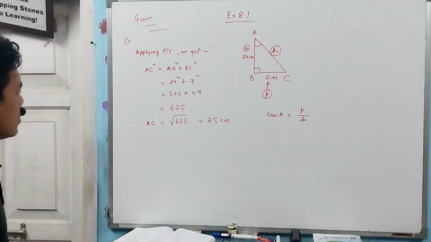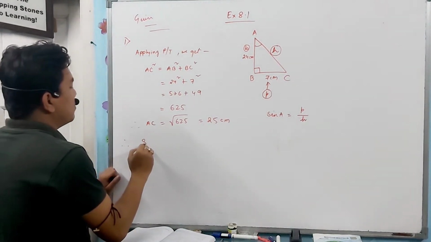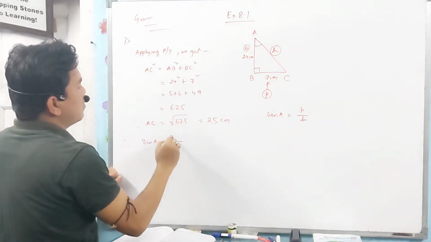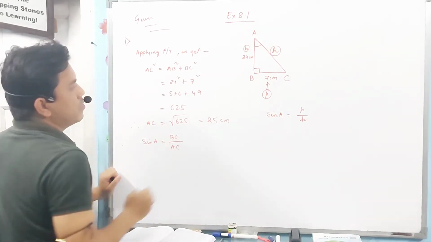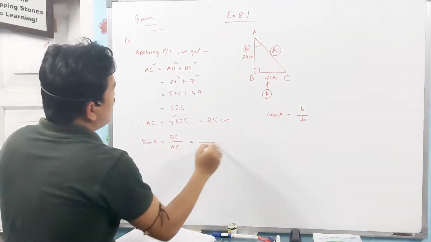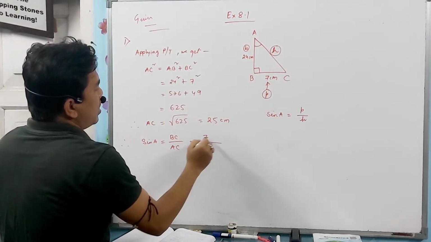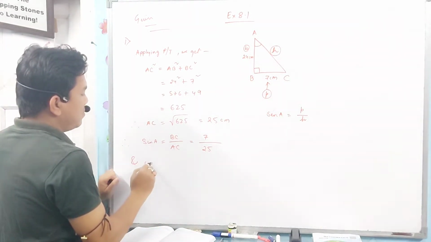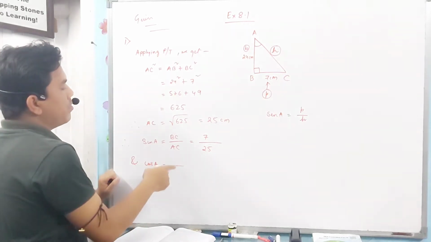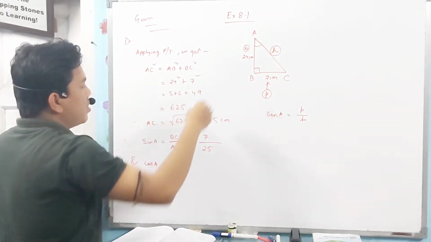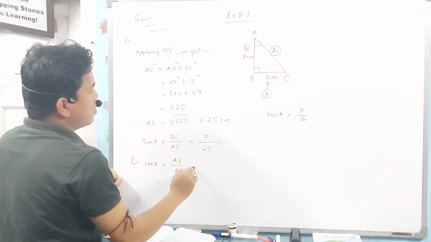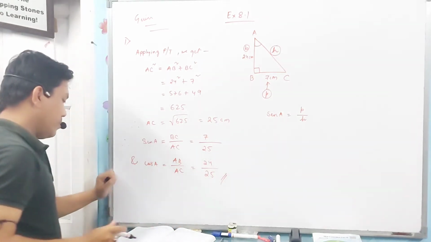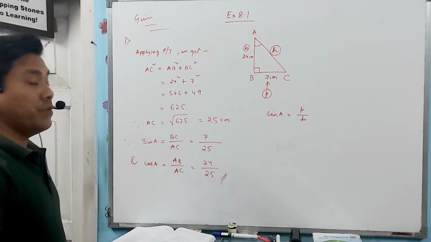It's very simple. Now we can easily find sin A. Sin A will be equal to BC by AC. The value of BC was already given, it is 7, and AC we got just now as 25. So we got sin A. Now we have to find cos A. Cos A is base by hypotenuse. What is base here? AB. AB by AC. AB is given as 24 and AC is 25. In that way we have done question number 1.